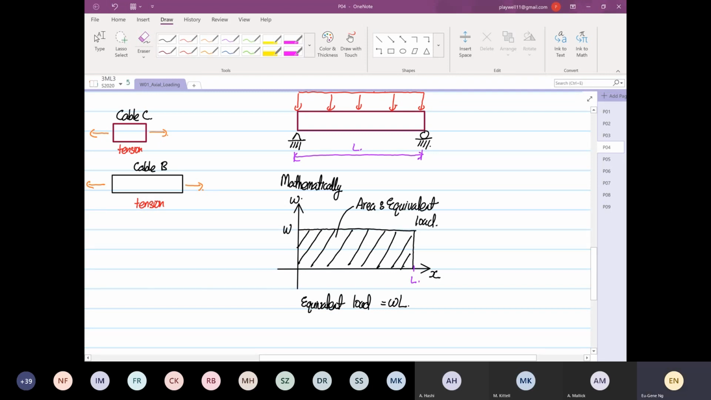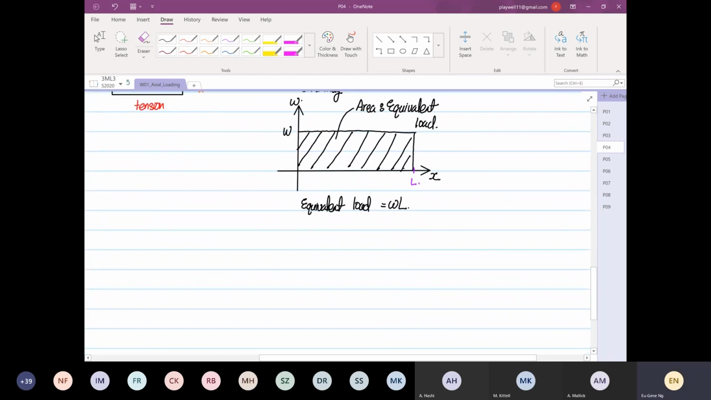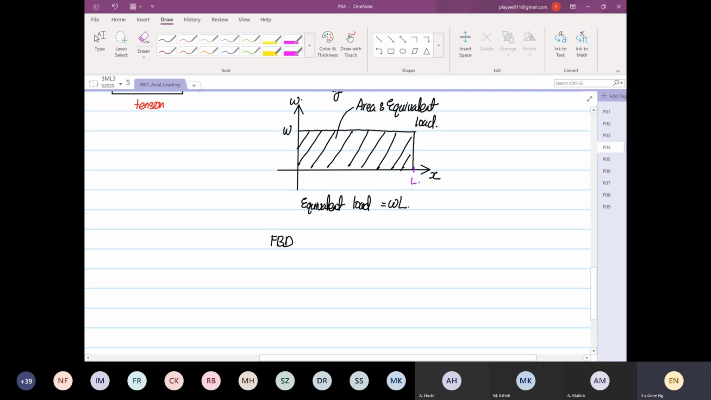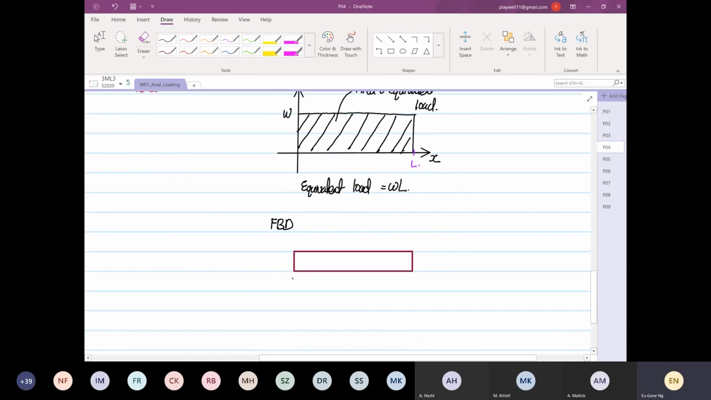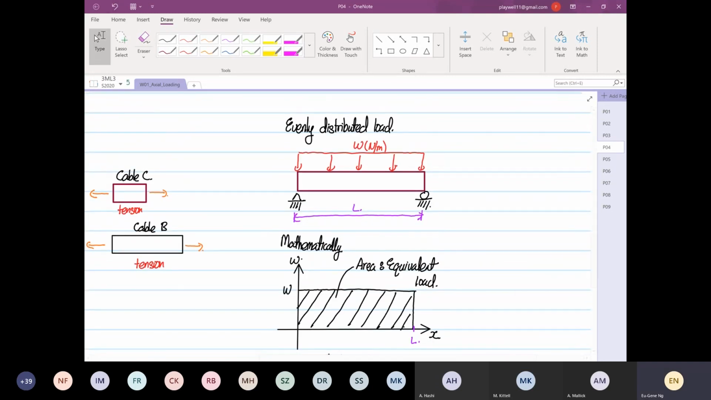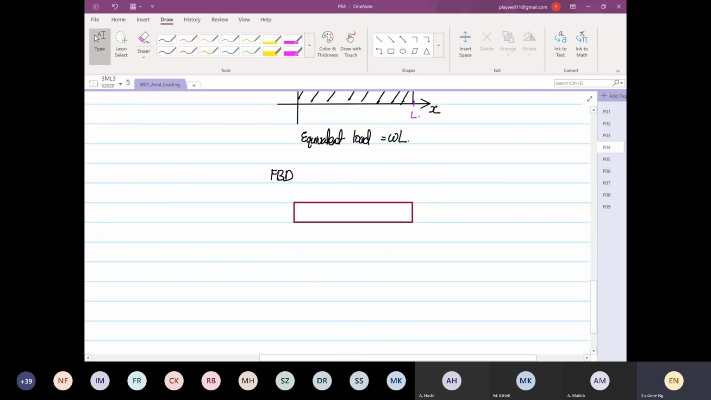So if we were to construct our free body diagram, we know that we have a reaction at this end, and a reaction over here. Let me call this point A, and this point B. You'll see that over here you have AY, following the same transformation that we have. This is BY. And over here is your equivalent load, which is omega L.